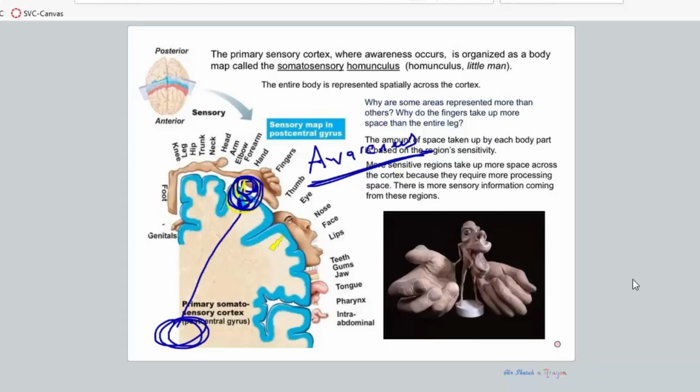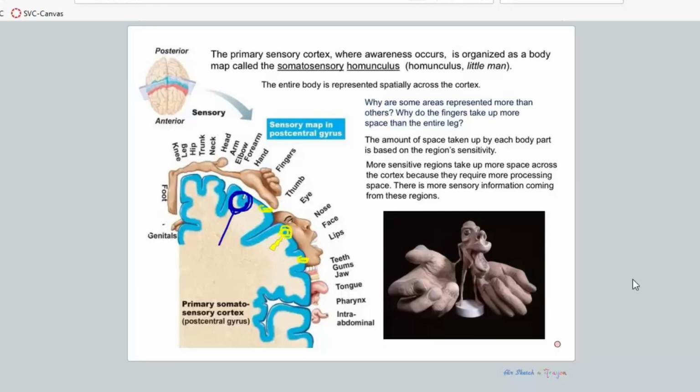Not before that. You don't feel it until that information goes to that specific area of the primary sensory cortex. So if you were to open up the brain and have access to the primary sensory cortex, you could electrically stimulate all these different areas, and you would feel sensations from that specific area of the body.